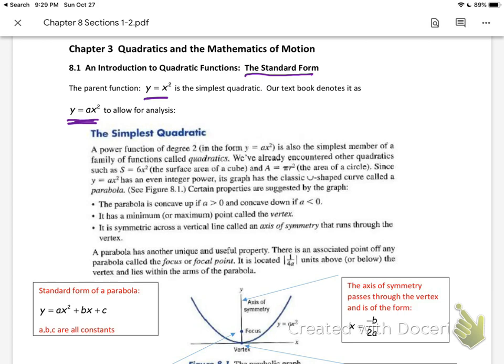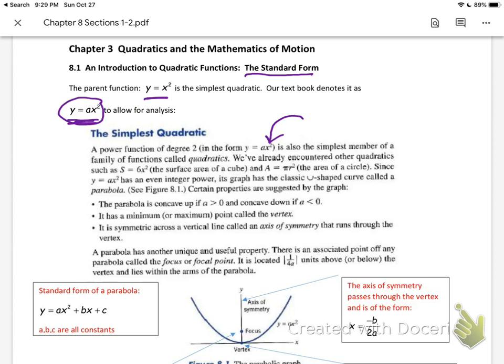So the simplest quadratic we have is the parent function. So that goes back to this. I've taken some of the verbiage from the textbook because I think it's good. The power function of degree 2 in the form y equals ax squared. So what does that mean? Well, degree 2 means that the x is raised to the power of 2. And that's the simplest member of a family of functions called quadratics.